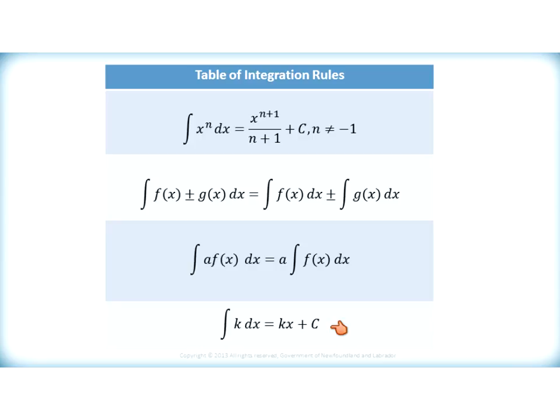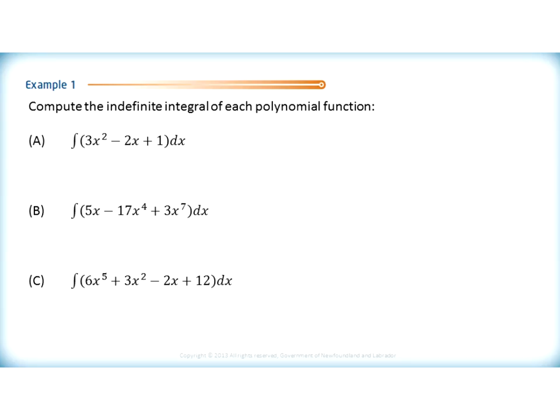All right, let's take a look at some stuff now. Here's an example. Compute the indefinite integral of each polynomial function. So basically, we're finding the antiderivatives of the stuff that's wedged between the integral symbol and the dx. So what are we going to get here? For the first one, 3x squared.